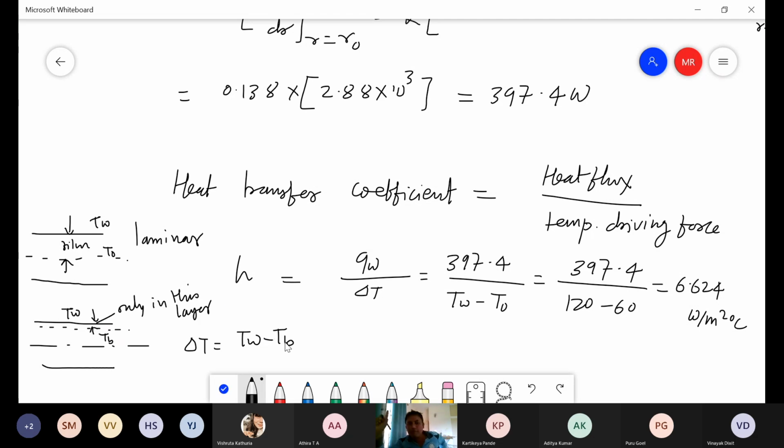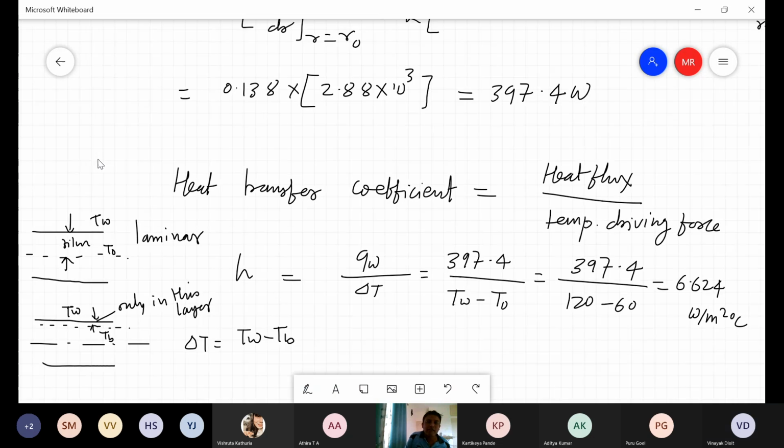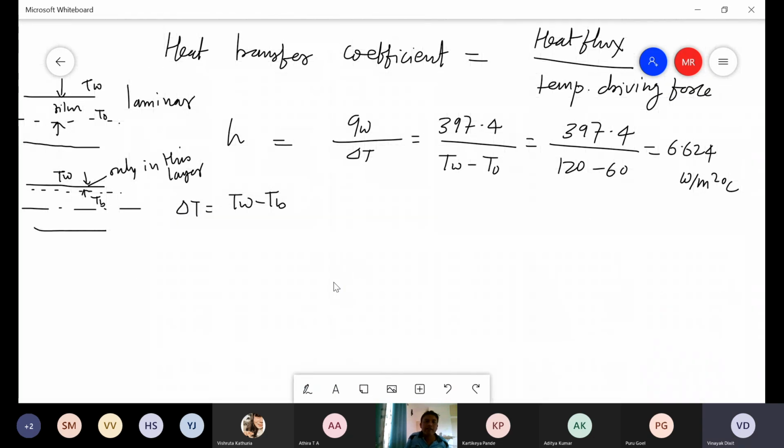Is it clear to everyone what we are saying? Is it clear? Hello, am I audible? Yes, sir. Okay, so the heat transfer coefficient will be given by this, 6.624. Is it a correct answer?